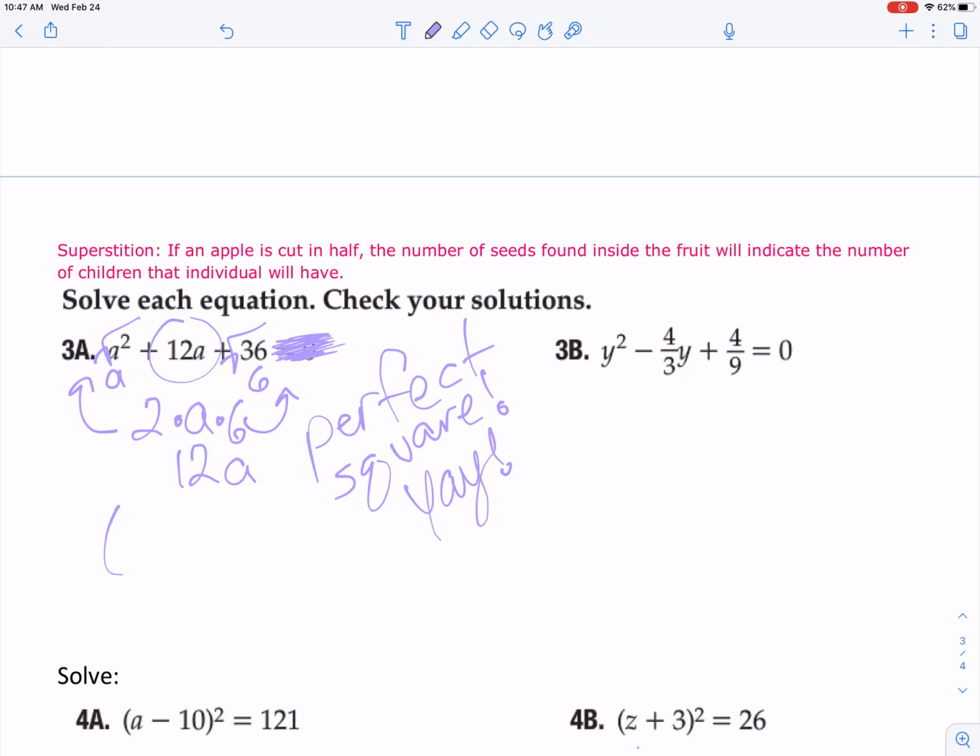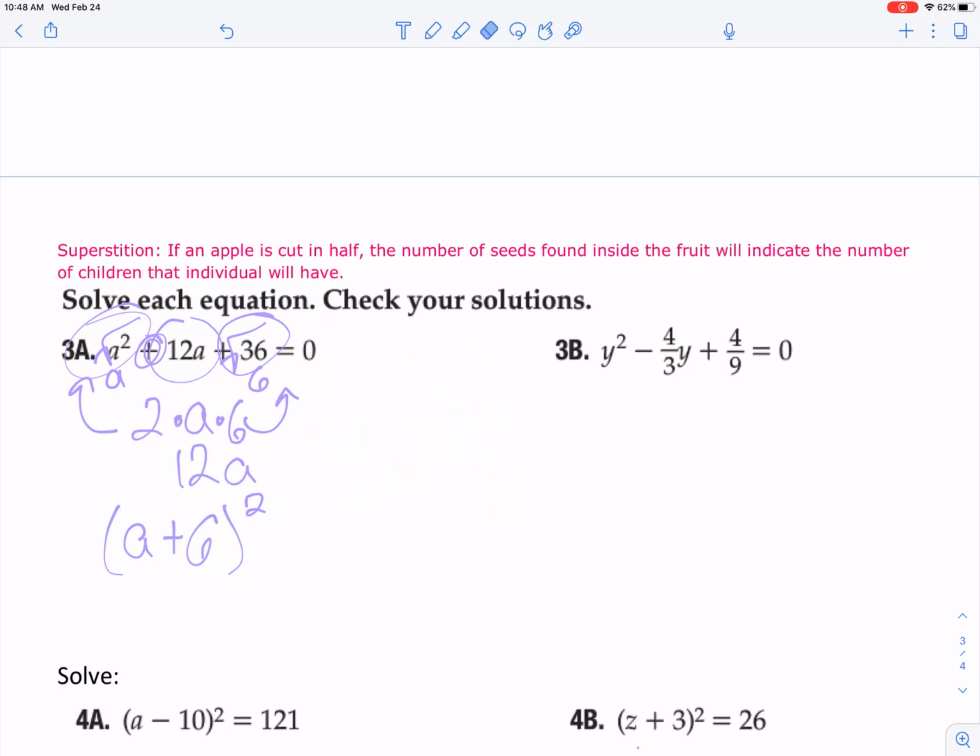All right, so what that means is that this can be shortcutted to just a, the square root of this part, plus the square root of this part, and I'm going to put plus because it was a plus sign here, 6 quantity squared. That's the shortcut.